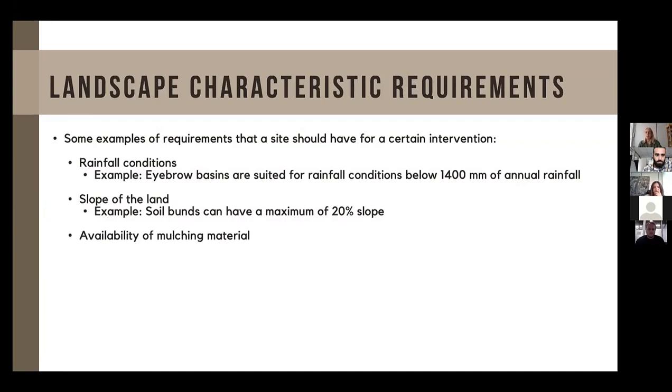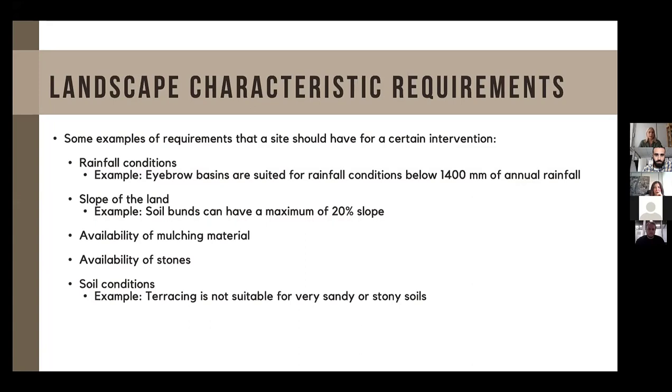Otherwise, this cannot be implemented, of course. Same for the availability of stones. And then soil conditions are also important. For example, the terracing that Sean talked about is not very suitable for sandy slopes or very stony soils. So these are all landscape characteristics to take into account before deciding which practices to implement.